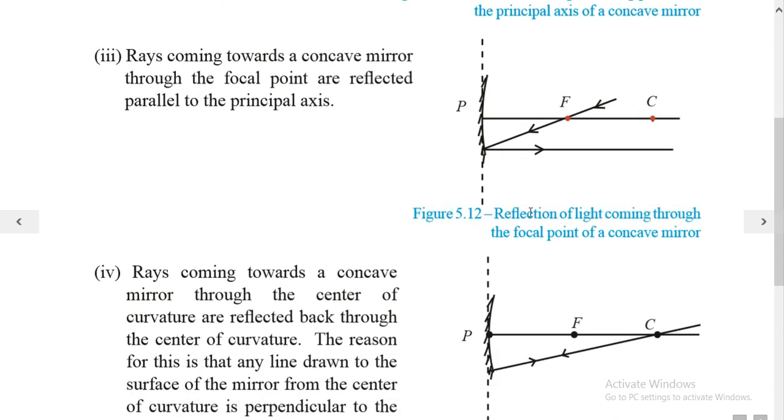Third one. According to this concave mirror, we have F and C. C is the center of curvature, and this one is the focal point. A light ray coming towards the concave mirror, passing through the focal point F, then incident on the mirror, after being reflected by the mirror, travels parallel to the principal axis. This is the third one.